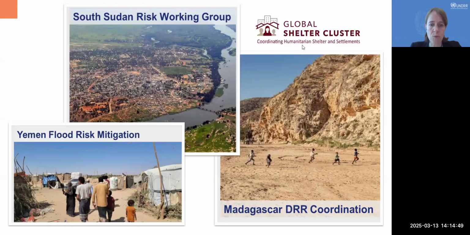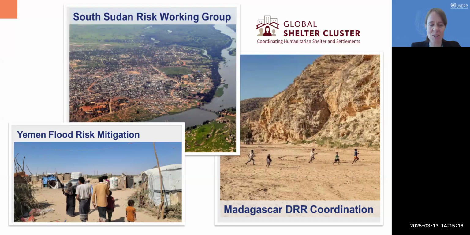Also very pleased to say that we've been working now with the Global Shelter Cluster on integrating DRR in shelter cluster operations, building on their work on mainstreaming environment, where we partnered again with UNHCR and local NGOs who have that access to the IDPs, to the displacement settings, to really do concrete risk mitigation action.